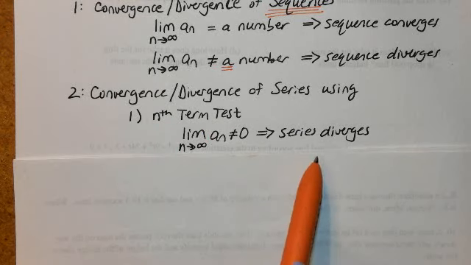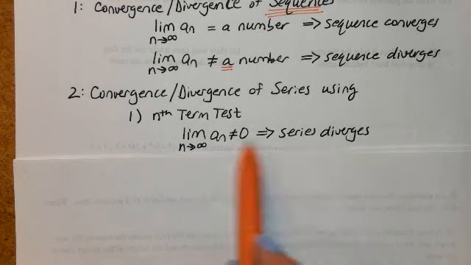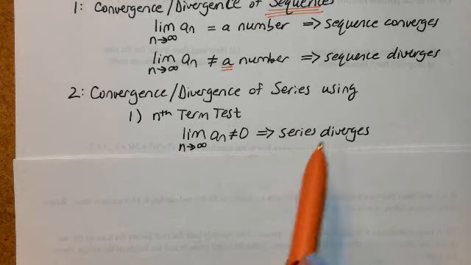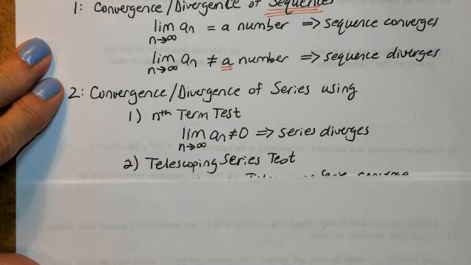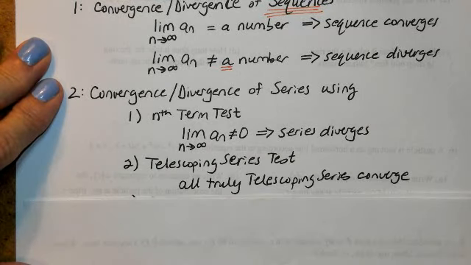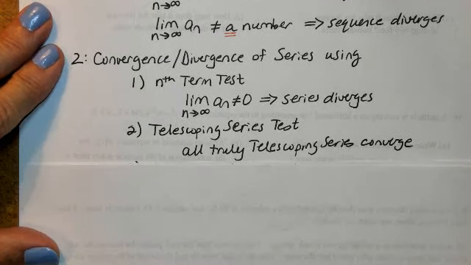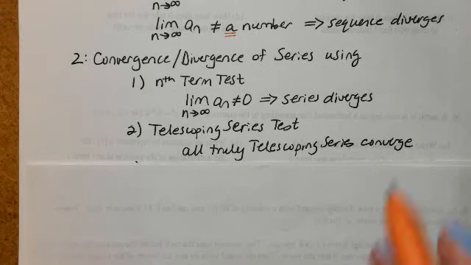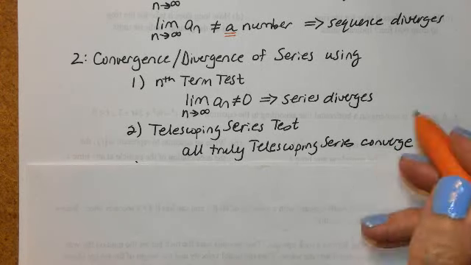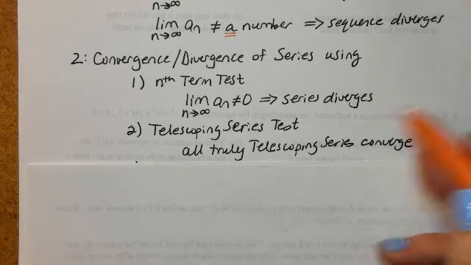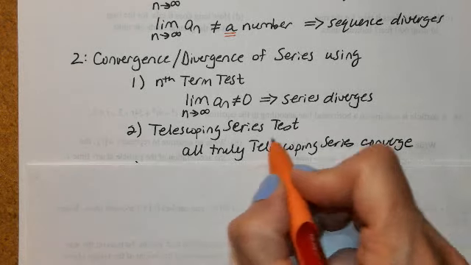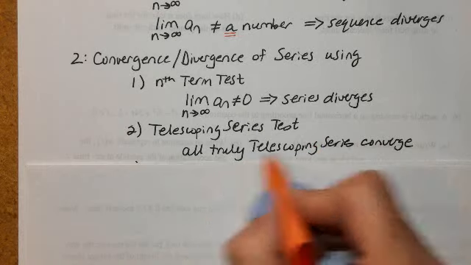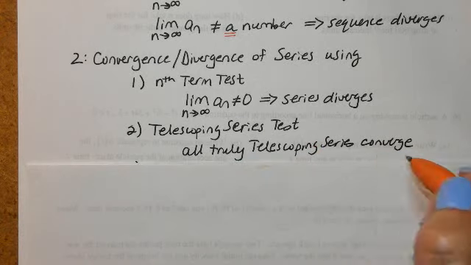The nth term test can never say anything about convergence because we just don't know. So if we do get 0, then we go and use one of our other 9 tests. Then we took a look at telescoping series. In a truly telescoping series, they all converge because lots of the numbers will cancel out and you'll be left with some numbers that you can actually add. So not only does it converge, but we can actually tell what it converges to.